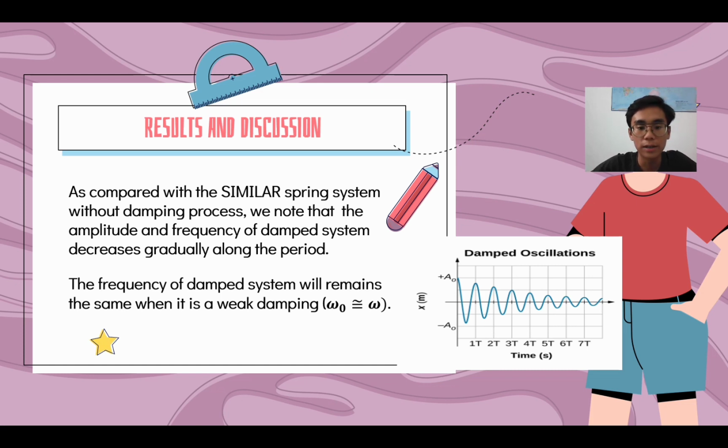Also, in the case of weak damping, when omega naught is approximately equal to omega, only the amplitude will decrease gradually along the period, while the frequency will remain constant. But in this case, it is not weak damping, so both the amplitude and frequency will decrease gradually along the period.